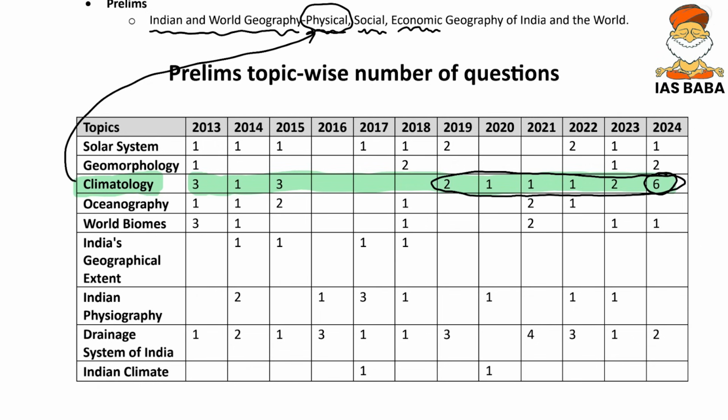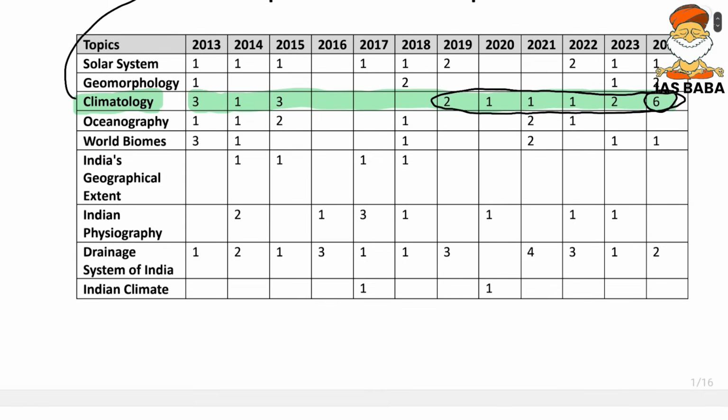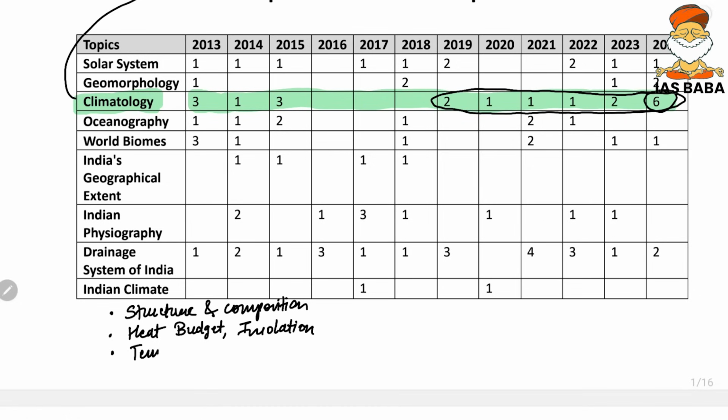Okay, so again this approach is simple. We are supposed to analyze the previous year's question papers. Through the analysis of previous year's question papers, we got an understanding that a lot of topics from climatology are asked: the structure and the composition of the atmosphere. Okay, the heat budget, and the insolation, that is incoming solar radiation, the factors responsible for the temperature distribution of the world. Okay, and further the atmospheric pressure systems, there are many questions on that.